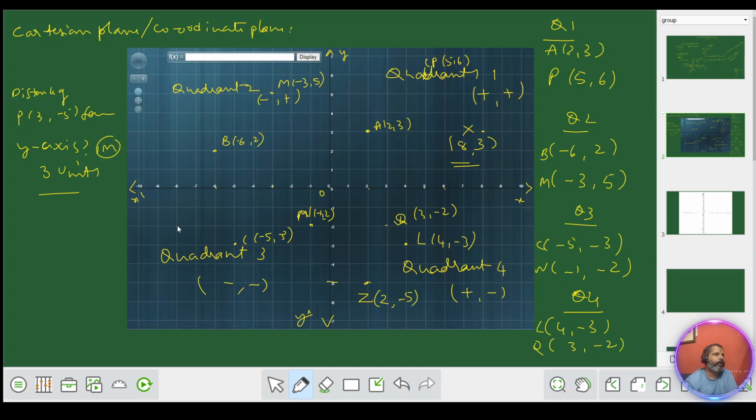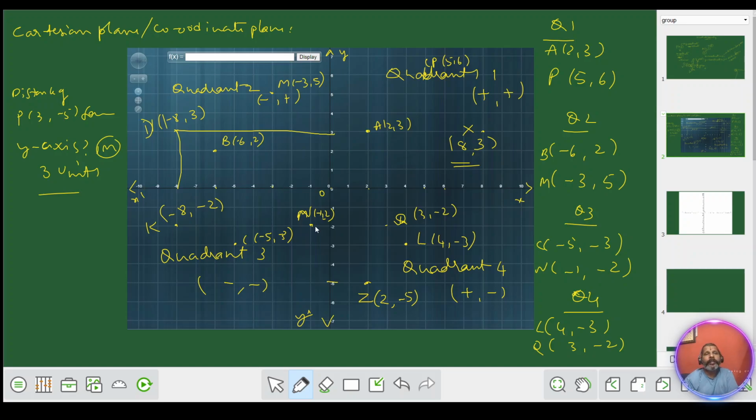I'll take another here, K. X coordinate is minus 8, y coordinate of the point is minus 2. Let's take one more here. I'll say D. What is the x coordinate for this point D? It is minus 8. Minus 8 and 3. See, 3, minus 8.